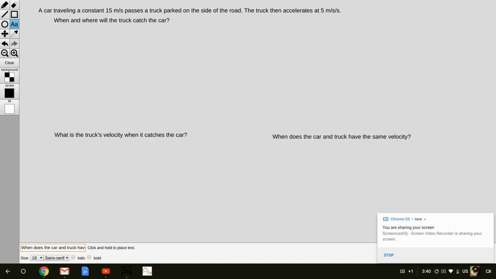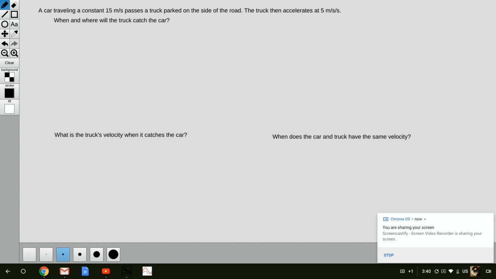All right, so if we draw a quick sketch here of where we're at, the car is on top, so we're going to draw the car on top. We know the constant velocity, which would be an average velocity, is equal to 15 meters per second. Now the truck, on the other hand, has an initial velocity of 0, but it accelerates at 5 meters per second squared.